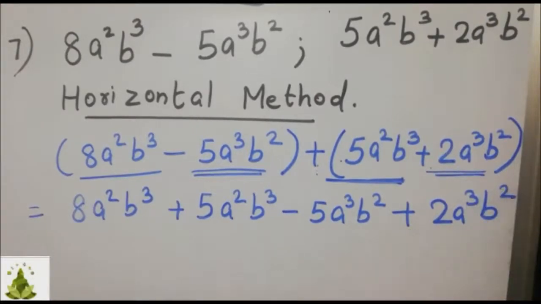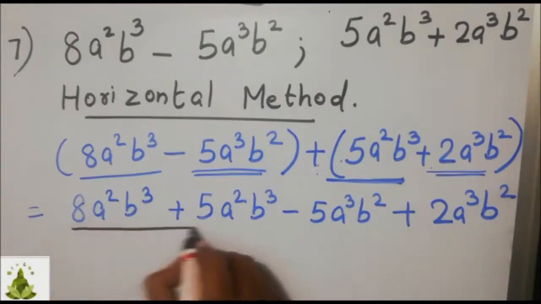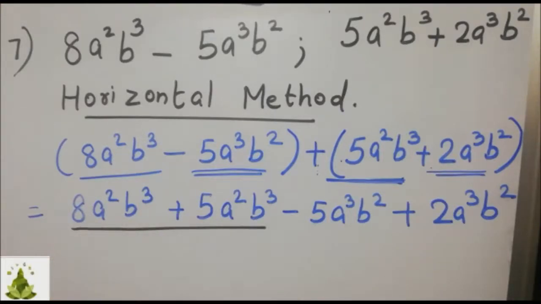Now, the like terms are together. You know how to solve this now. It's very easy now. Add the coefficients. Now, see this one. What do you get? 8 plus 5.